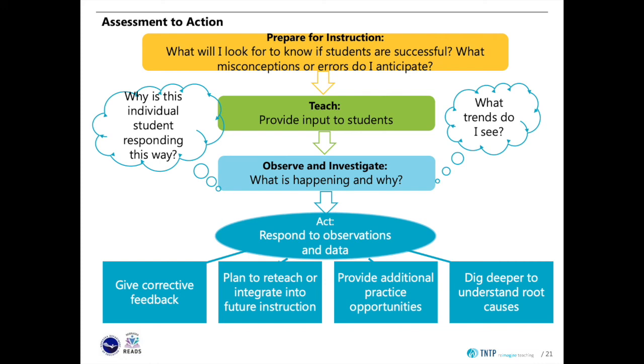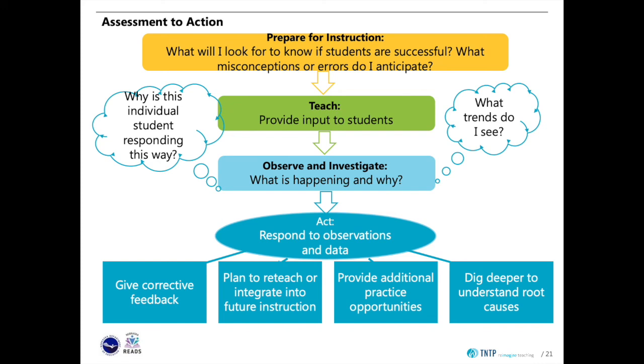If you've prepared really strongly for this lesson, you probably already have an idea of how you're going to respond to observations and data, because you know your students so well and you're kind of expecting them to meet these errors because you've thought about it so deeply and you've looked at your data, so it's not anything that's shocking to you. So the 4 ways that you can act is you give corrective feedback right away.